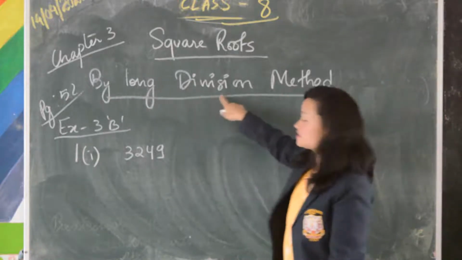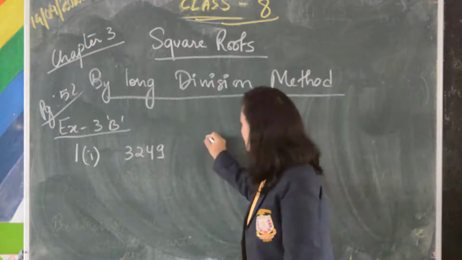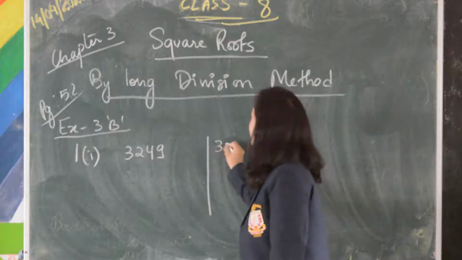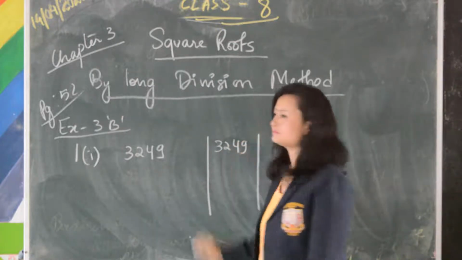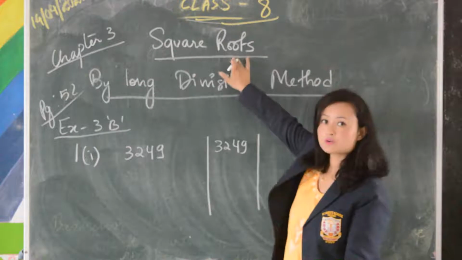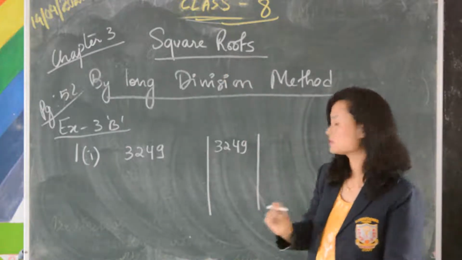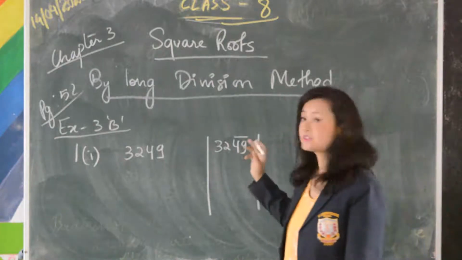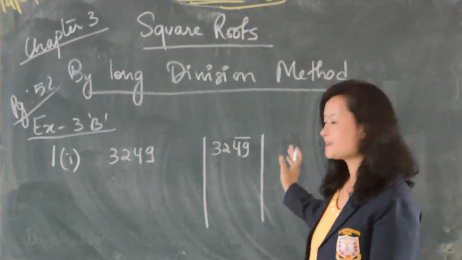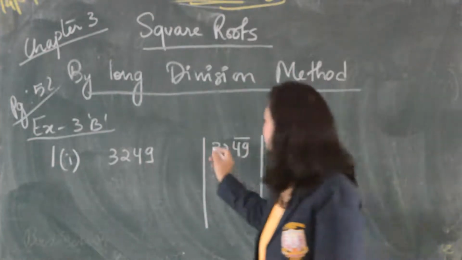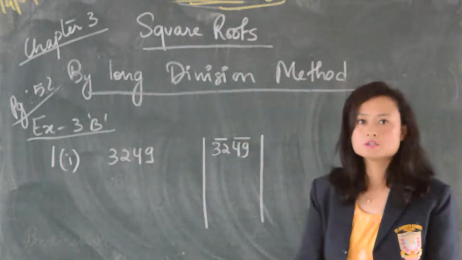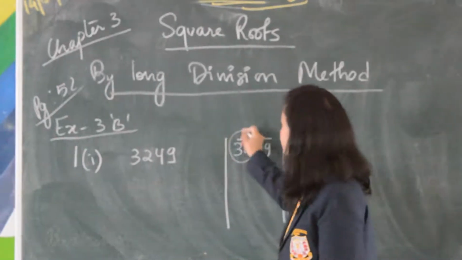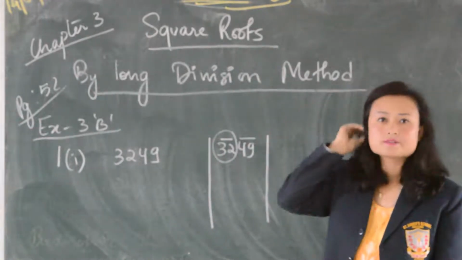By long division method. What we have to do is make two columns and put the number between them. Since this is square roots, we'll group them into twos. So 49 forms a pair, and we start from the right hand side. 49 forms a pair, 32 forms a pair. So the first number that we're going to deal with is 32.